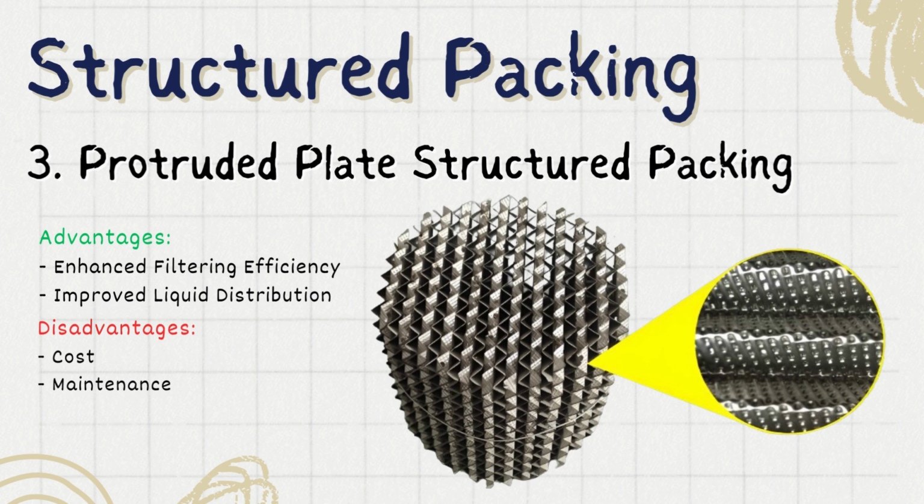Talking about the disadvantages, the first disadvantage is they have higher cost due to the specialized design. And due to the presence of protrusions, they require additional maintenance, which is also a disadvantage. So guys, this was all about structured packing in packed column distillation, where we discussed the three types of structured packing, which were wire gauze structured packing, then perforated plate structured packing, and the protruded plate structured packing.